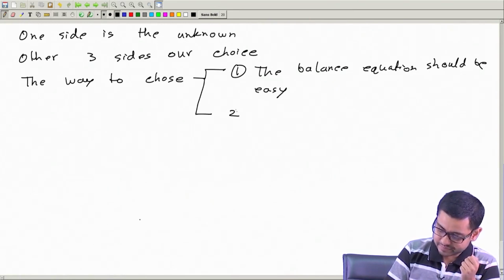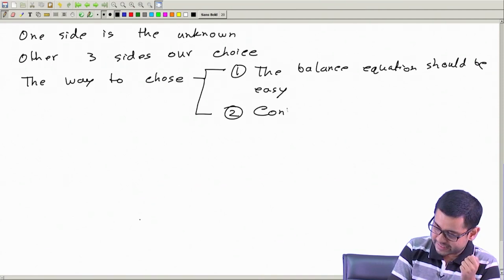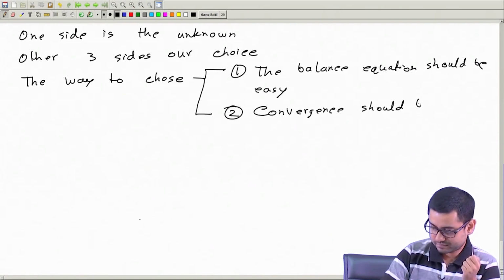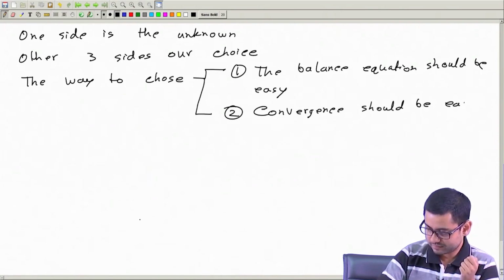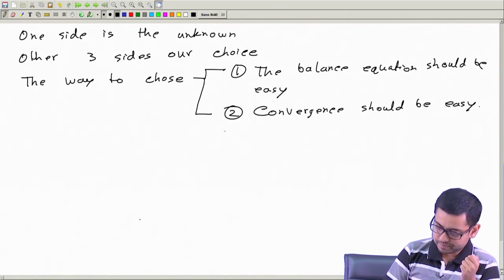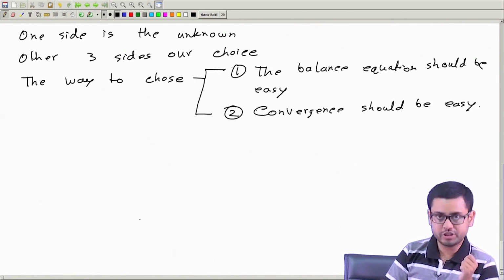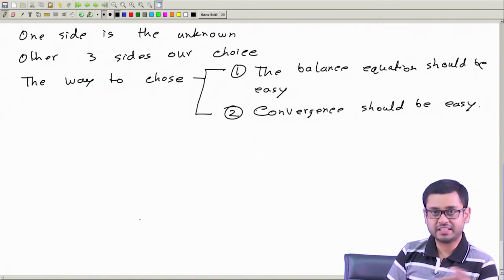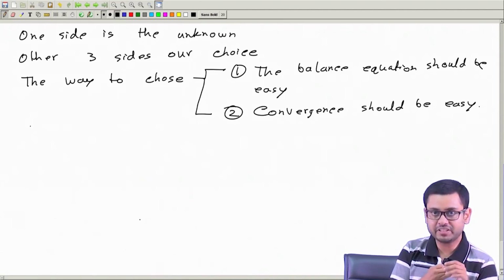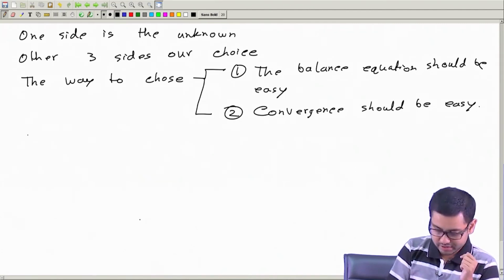Another factor is convergence should be easy. Okay. So, we will understand both these factors with the help of examples. So, now onwards we will only take examples and solve problems. Okay.